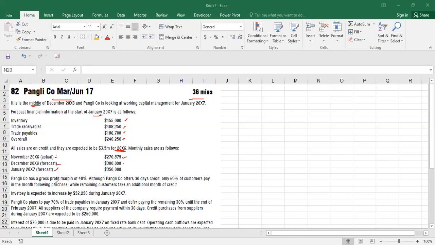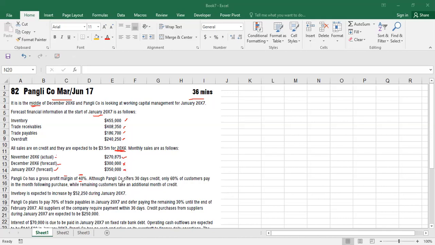Let's see. Pangli company has a gross profit margin of 40%. So with the help of this 40%, we can find out our cost of sale, okay? Why do they give us 40%? This is my sales, and if margin is 40%, 60% of this will be your cost of sale, because you need to use cost of sale in many different formulas. So with the help of this 40%, the remaining 60% will be your cost of sale in these periods.